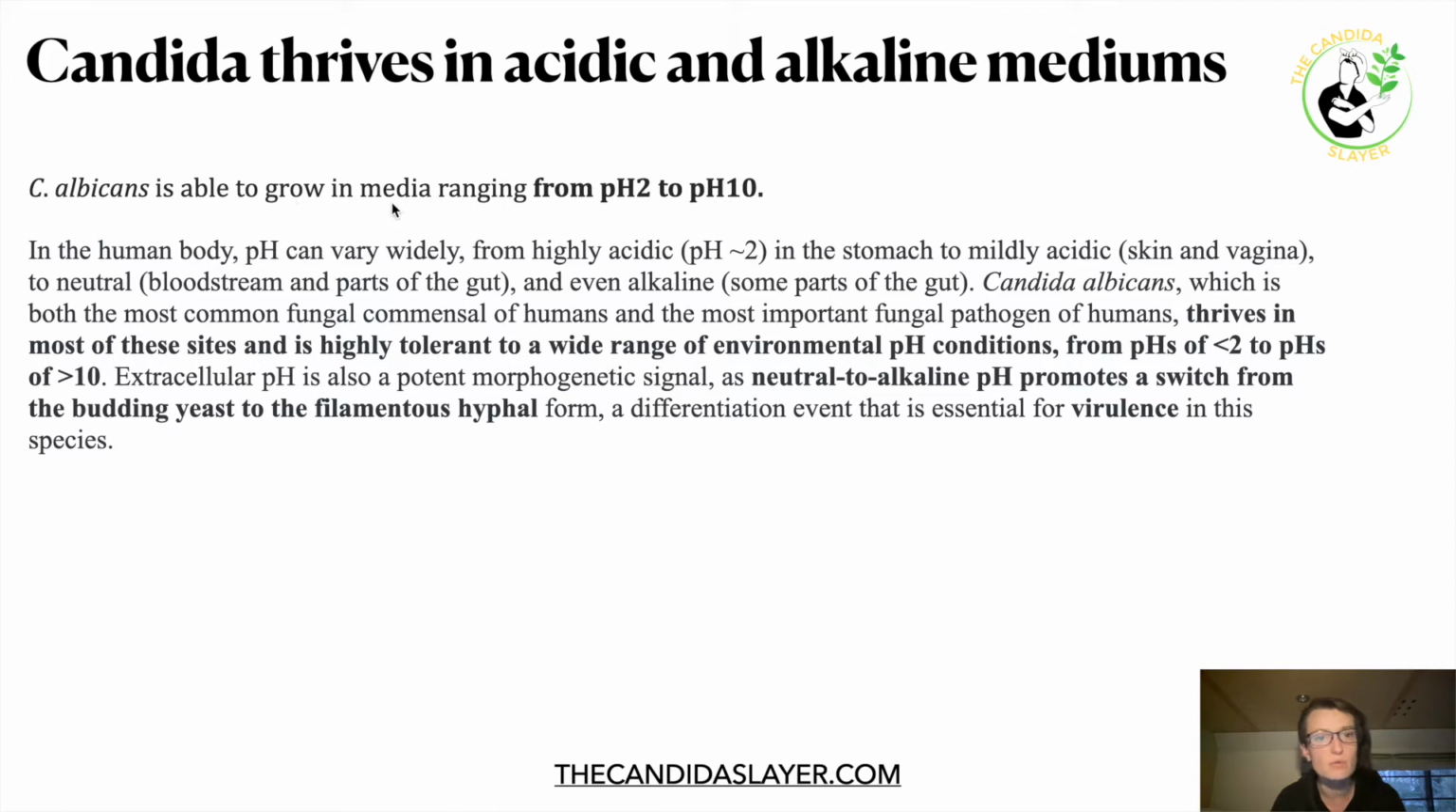Candida albicans is able to grow in media ranging from pH 2 to pH 10. Okay, so the pH is the scale that measures the acidity or the alkalinity of a medium. The pH goes from 0 to 14, and 7 in the middle is considered neutral. So 7 is not acidic, not alkaline, just neutral. Below 7, so 7 to 0, is acidic. The closer you get to 0, the more acidic it is. And 7 up to 14 is alkaline, and the closer you go to 14, the more alkaline it is. So Candida albicans is able to grow in media ranging from pH 2, very acidic, to pH 10, that is alkaline. So it shows that Candida grows in acidic and alkaline mediums.